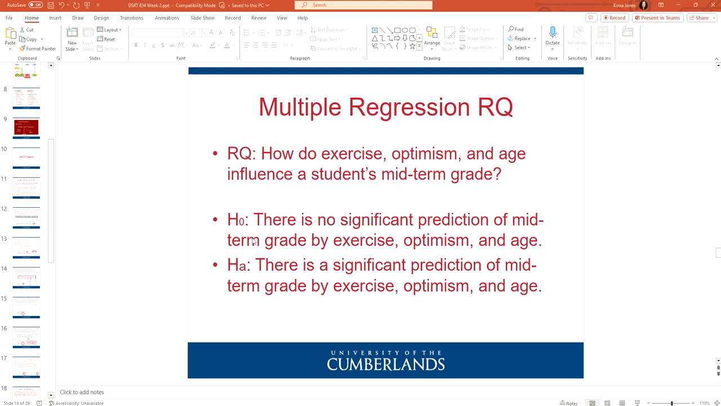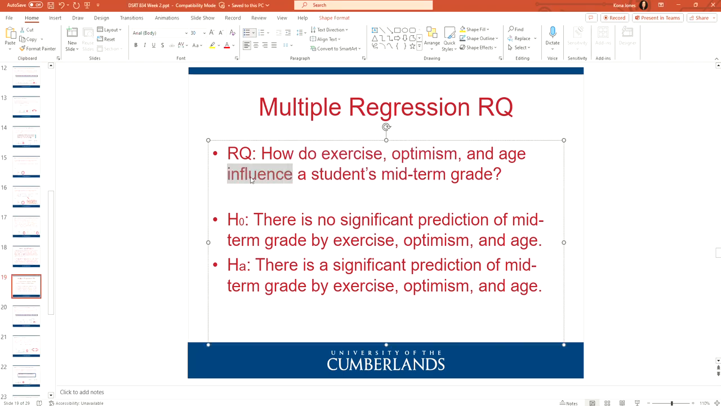Hello and welcome to part 2 for the second example. So technically this is part 4, sorry, but this is the second example, multiple linear regression. For this one, we're going to look at the research question: how do exercise, optimism, and age influence a student's midterm grade? Once again, remember, even if the research question says influence, it means prediction.